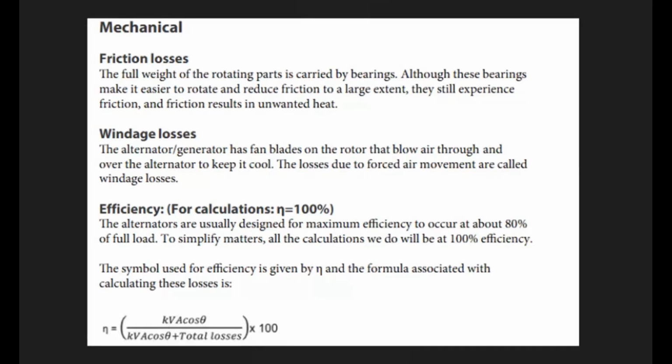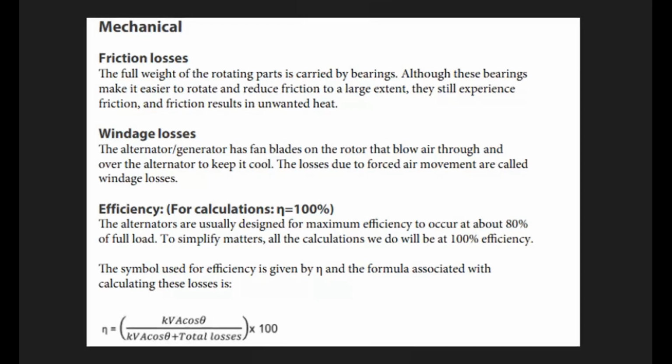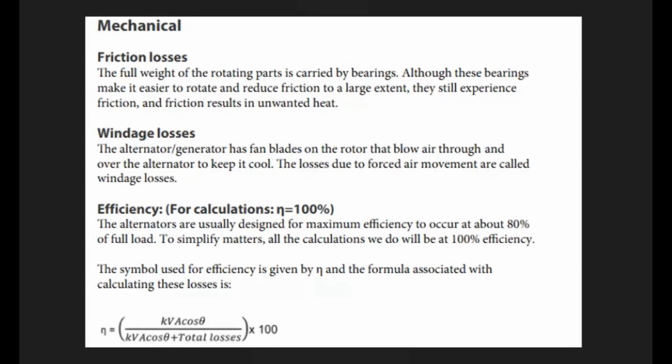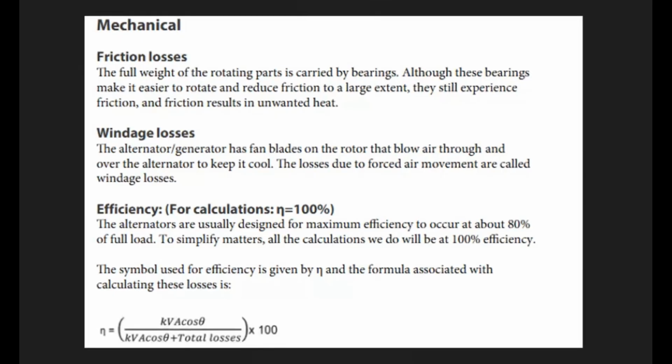So remember the frictional losses, I'm sure you understand what friction means. Although these bearings make it easy to rotate and reduce friction to a large extent, they still experience some form of friction. This friction results in unwanted heat. So these are mechanical losses. And we can calculate efficiency by using the formula shown on the screen.